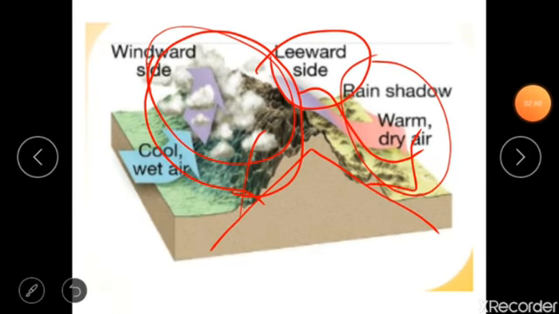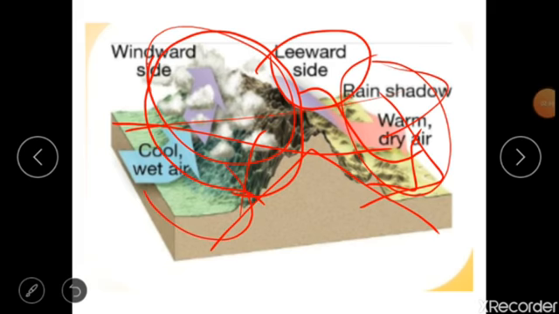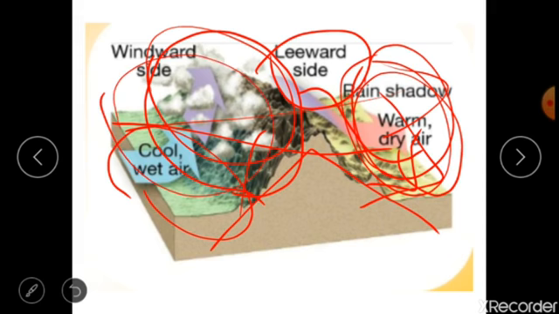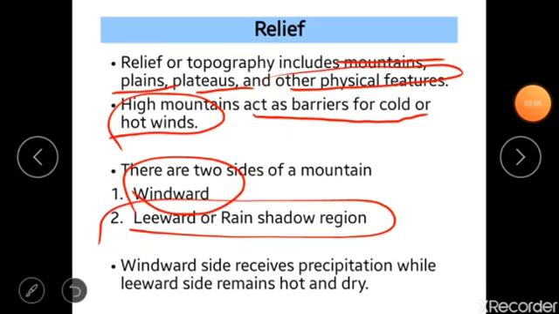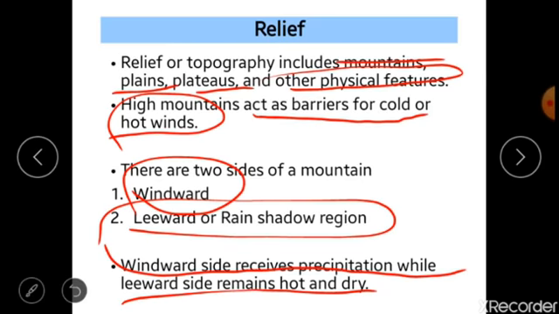Now suppose there is no mountain, then the cool wind would pass by and the climate of these two regions would be the same and not different, while this is not the case in reality. This region is warm and dry, while this region is cool and has rainfall. So the windward side receives precipitation while the leeward side remains hot and dry.